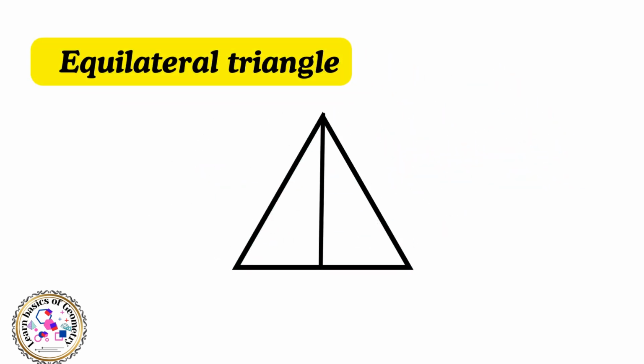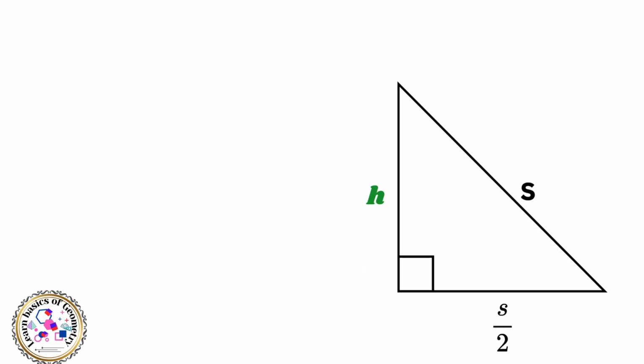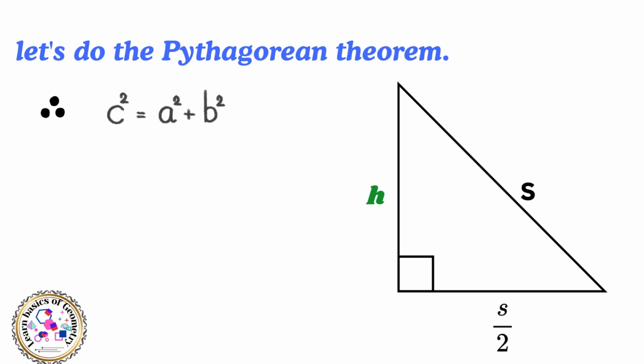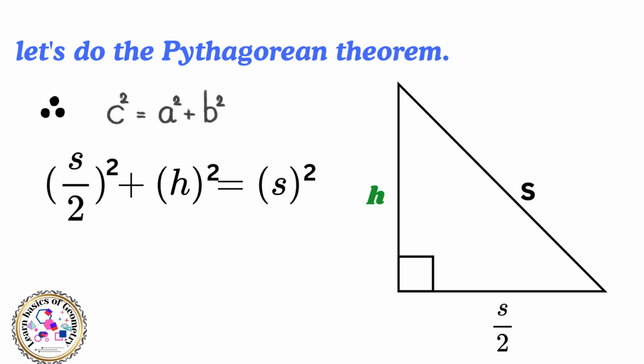Let's start with an equilateral triangle, and let's call each of the sides S. Let's draw the altitude of the triangle, which will be at right angles, and let's label it H for height. This altitude cuts the base in half, so each of those two parts has a length of S over 2. Now let's focus on this right triangle and apply the Pythagorean theorem. We have (S over 2) squared plus H squared equals S squared. That (S over 2) squared means the square goes to both the top and the bottom, giving us S squared over 4.